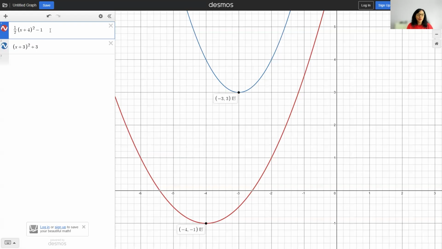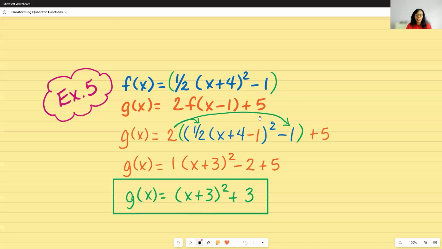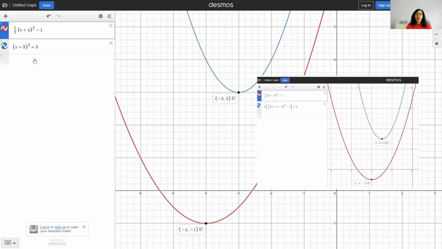The original function f of x is the one in red, and it showed us that we had a vertex of -4, -1. And I show my students, yes, h and k are the vertex, but it's easier for them to understand h by trying to recognize what would x have to be to make this equal 0. Once we perform our calculations over here, you're going to see that this simplifies down, and now my new vertex is going to be -3 and +3.